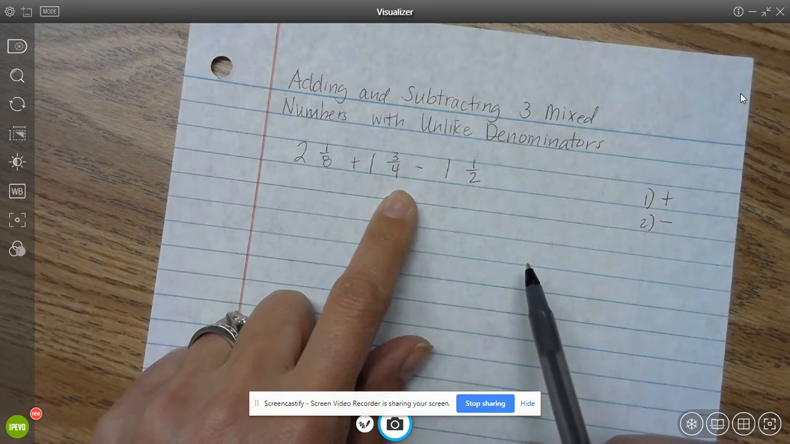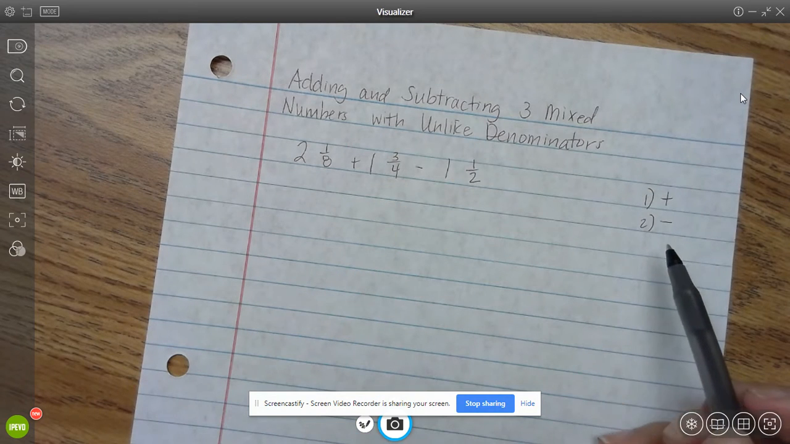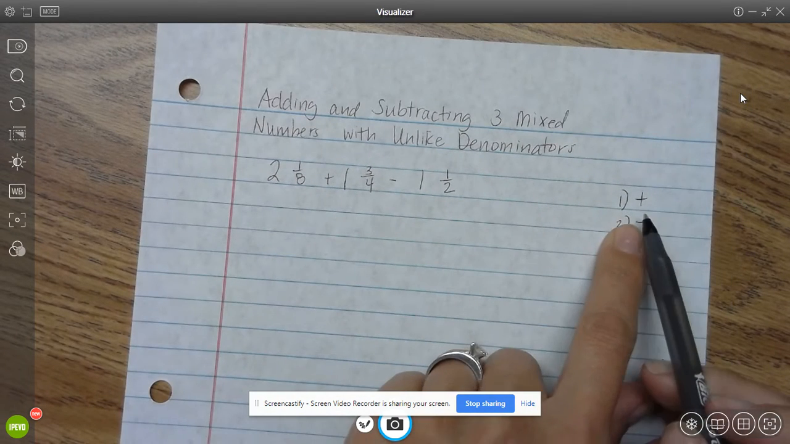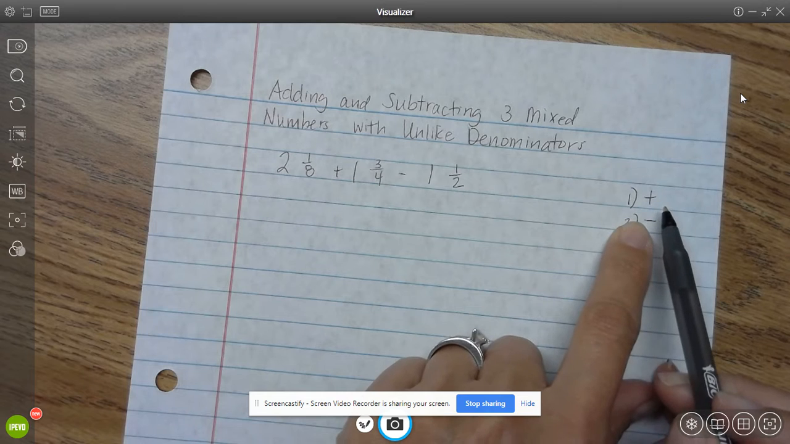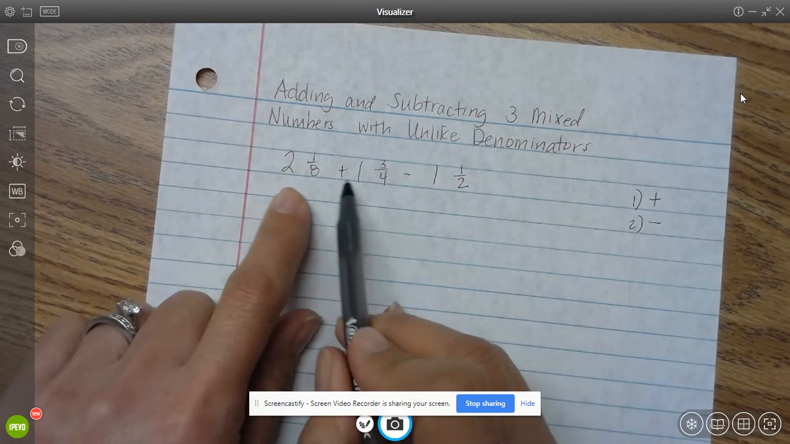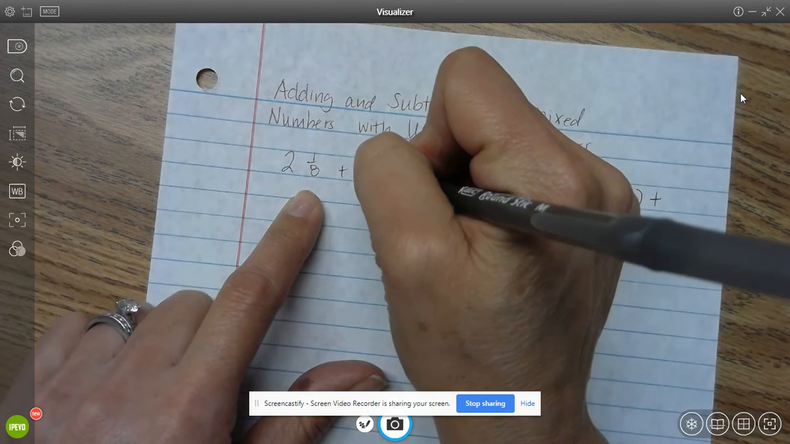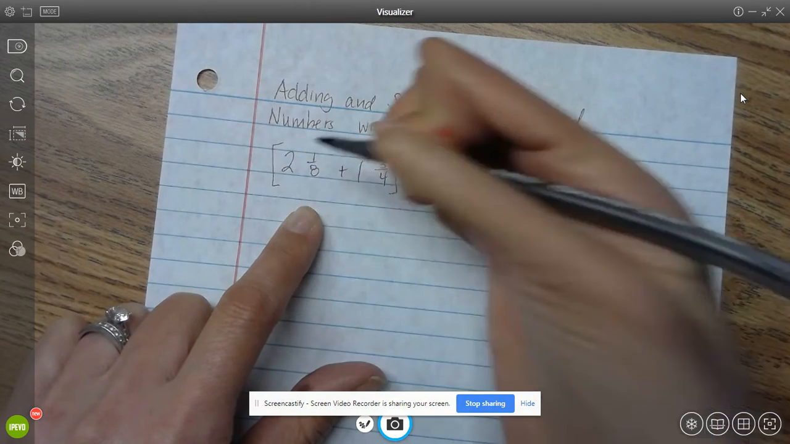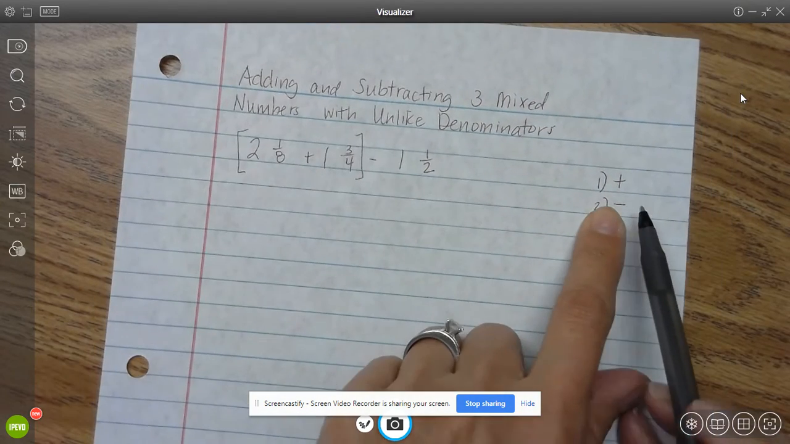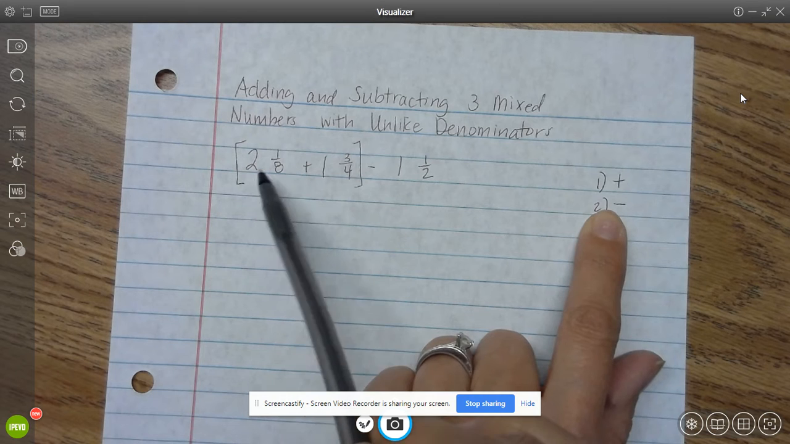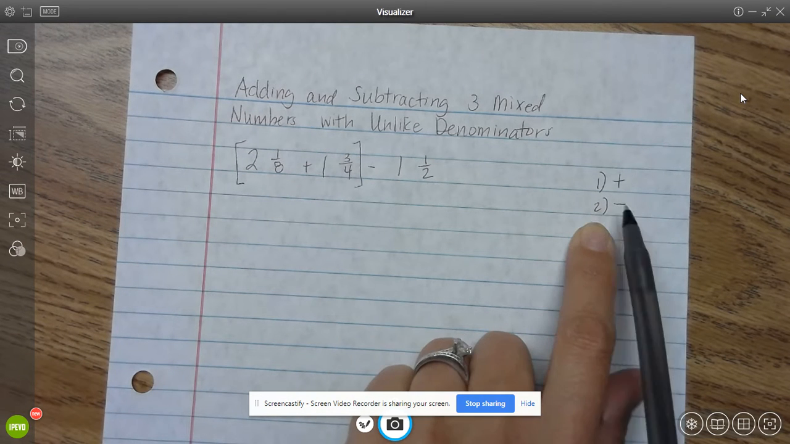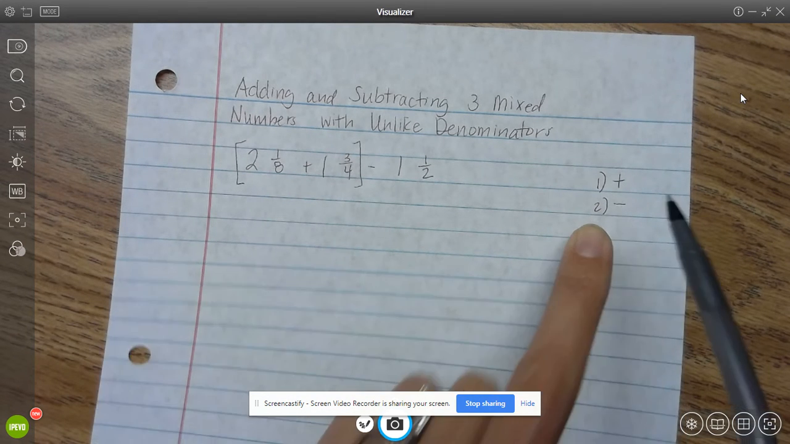There is an order of operations when you solve problems like this. You're always going to add numbers where you see addition. So I'm going to put brackets around here, because according to the order of operations, we should be adding any two addends together first before we do the subtraction, okay?